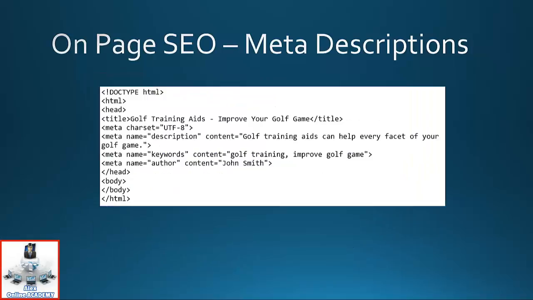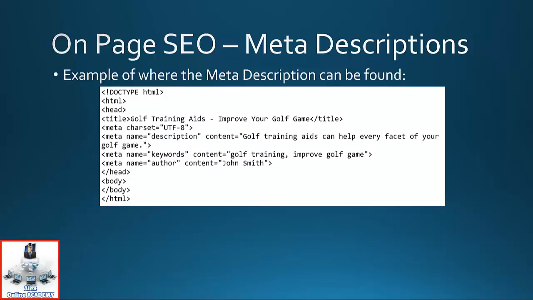If you're using Composer, this is an example of where the meta description can be found. You'll notice here there's the title tag, and then right down there, there's the meta name equals description. This is where you could put in golf training aids can help every facet of your golf game. And then you've also got the meta keyword where you could type in a couple keywords. The meta keyword is really not essential at all, like it used to be. Just don't stuff keywords. I usually just put in one or two keywords like you see here related to the phrase I'm going for.